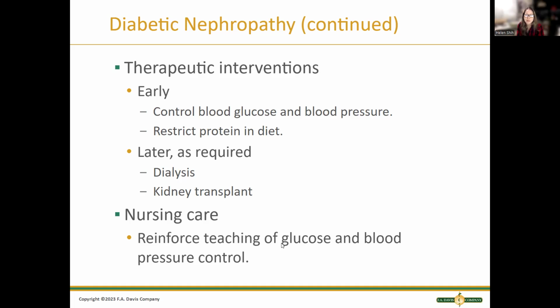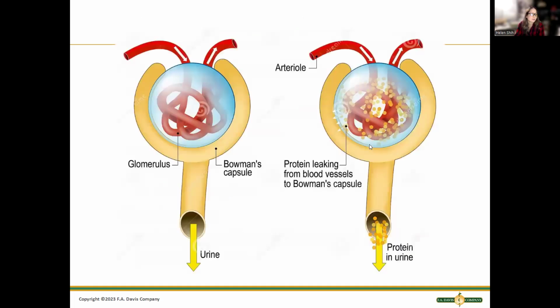And so dialysis, if you don't do it, you will die. And it will usually happen very quickly because of the buildup of toxic waste in your body. And the patient may need a kidney transplant as a result because at that point you have kidney failure. If you don't use dialysis or get a kidney transplant, you will die as a result of having chronic kidney failure. The nursing care would be to reinforce the teaching of glucose and blood pressure control in order to prevent diabetic nephropathy from worsening into chronic kidney disease.